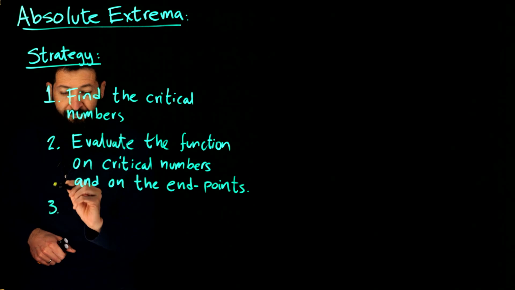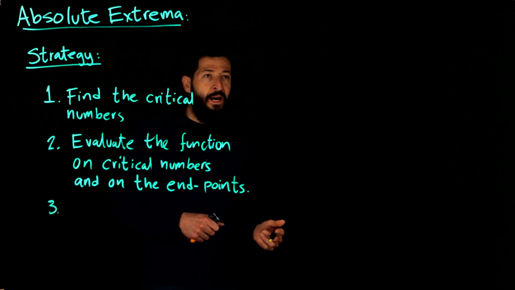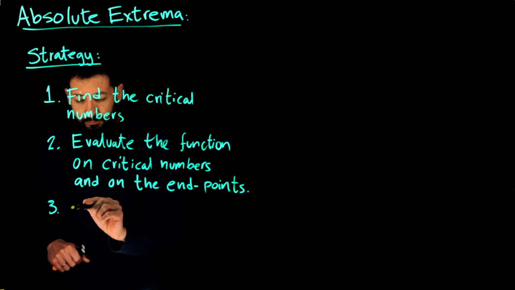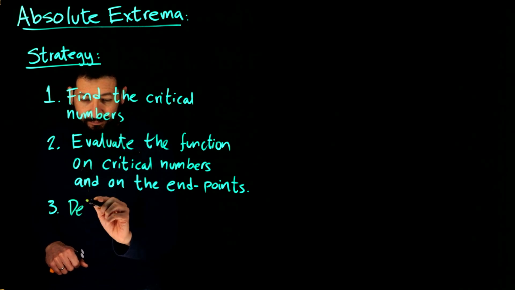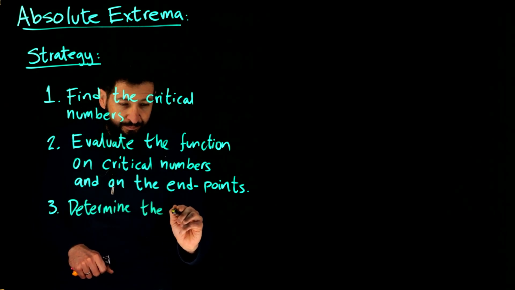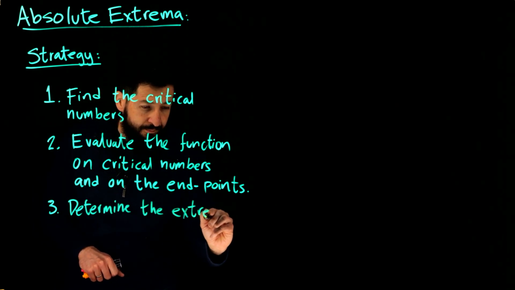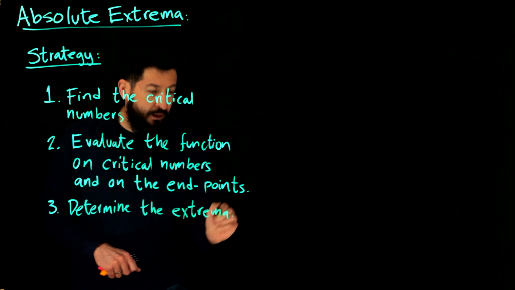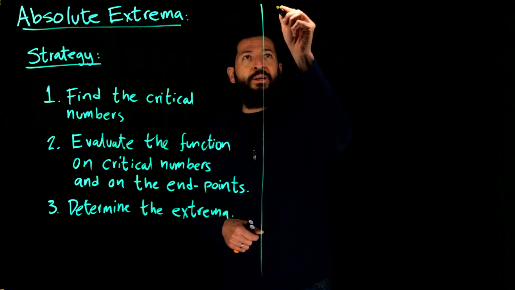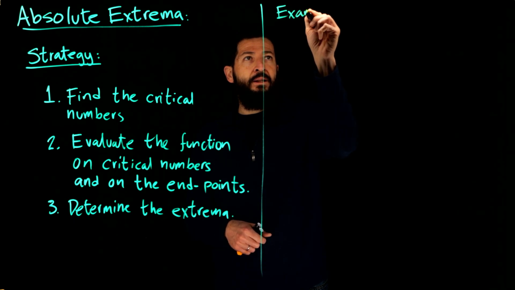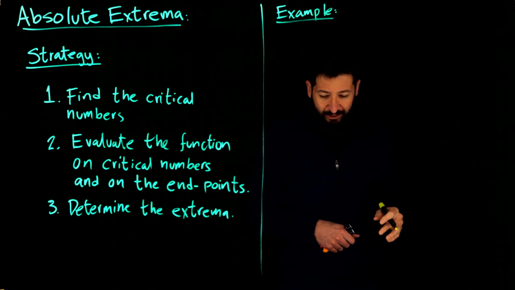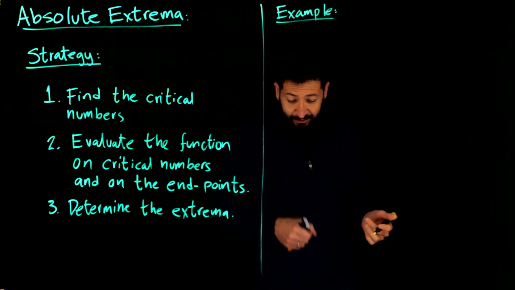Then number 3, you're going to determine which is going to be your absolute minima and your absolute maxima. So you're going to determine the extrema. Alright, so that is very easy. So let's take a look at one example as to how we can do this. Absolute extrema is perhaps the easiest topic whenever you're determining extrema. So this is a good one.